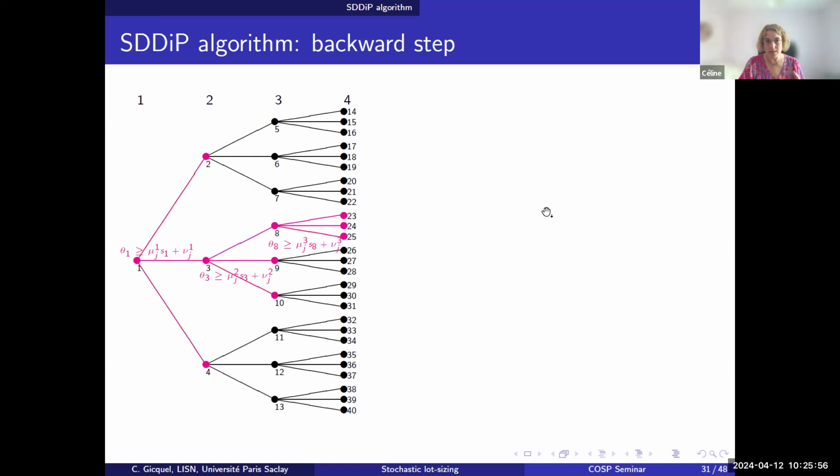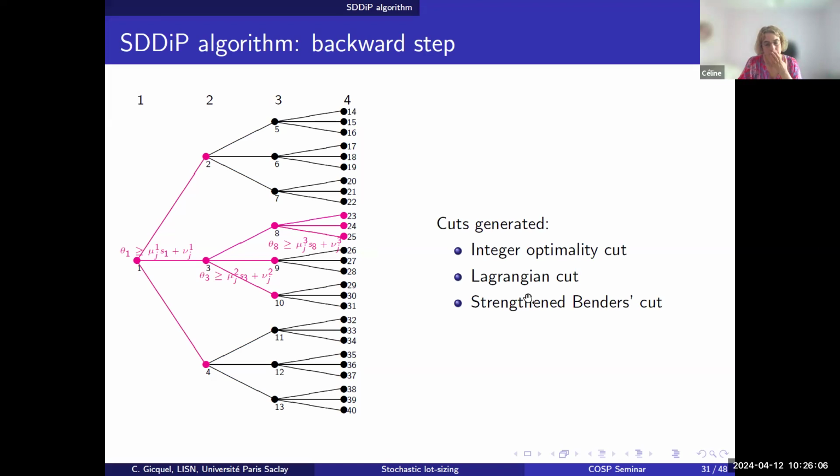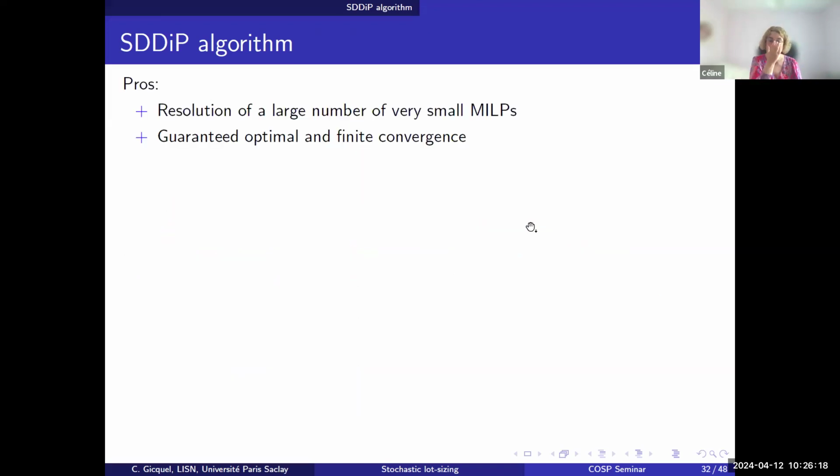Okay, the main idea of the SDDiP algorithm as compared to the SDDP algorithm is which cuts we generate in this backward step. In the paper by Zou and Ahmed and Sun, they propose to use three different families of cuts: integer optimality cuts, Lagrangian cuts, and strengthened Benders cuts. So now let's have a look at what this gives as a result for lot sizing.